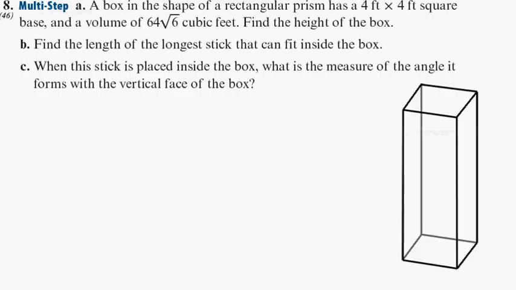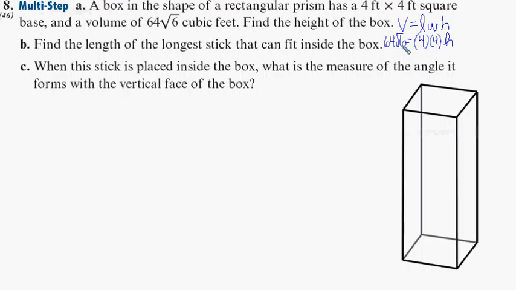We know that the formula for volume is base times height. And so in this case, because it's a rectangular prism, we know volume is equal to length times width times height. We've been told that the length and width are 4 by 4. So here we have 4, 4, and we need to find the height. We know the volume is 64 times the square root of 6.